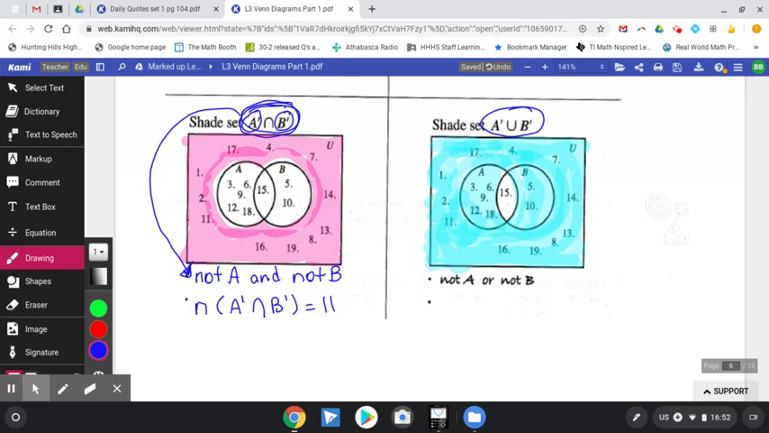With words, it's not A or not B. And I'm looking for the number of elements. And it comes out to be 18 elements in that region.